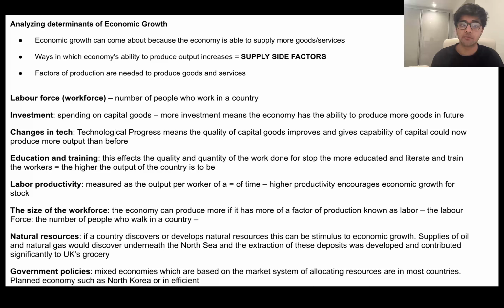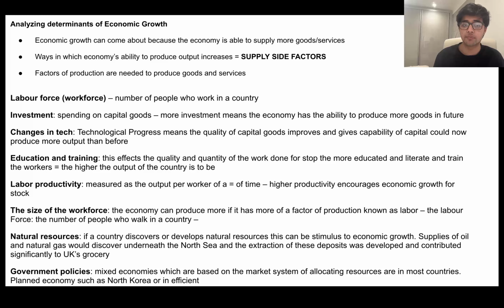Changes in technology. Although this might explain itself, you often have to explain it really well to get the mark. Technological progress means the quality of capital goods improves and gives capability of capital, and it can now produce more output than before. Education and training. This affects the quality and quantity of the work done. So the more educated and literate and trained the workers means the higher the output of the country.